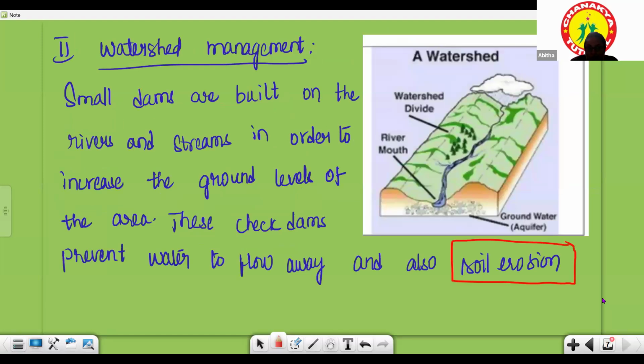Next one is watershed management. So what is watershed management? In this, small dams are built on the rivers and streams in order to increase the ground water level of the area. These dams prevent the flow of water and soil erosion.